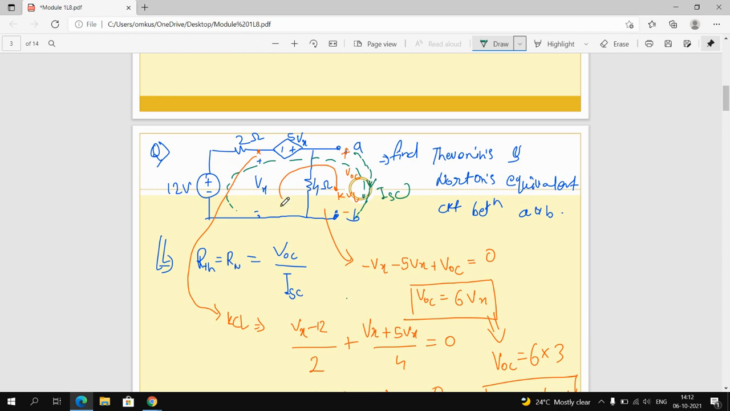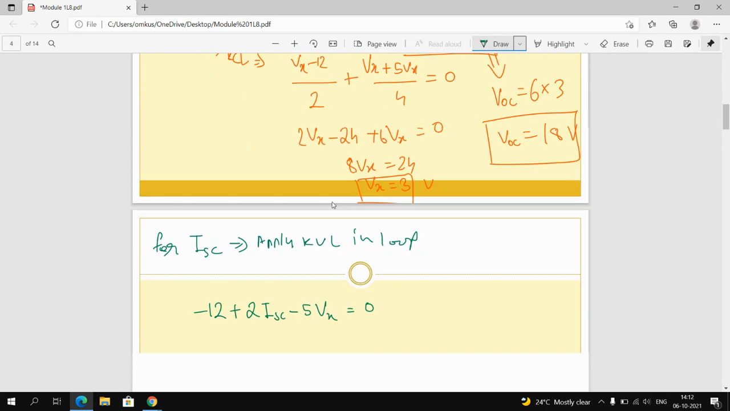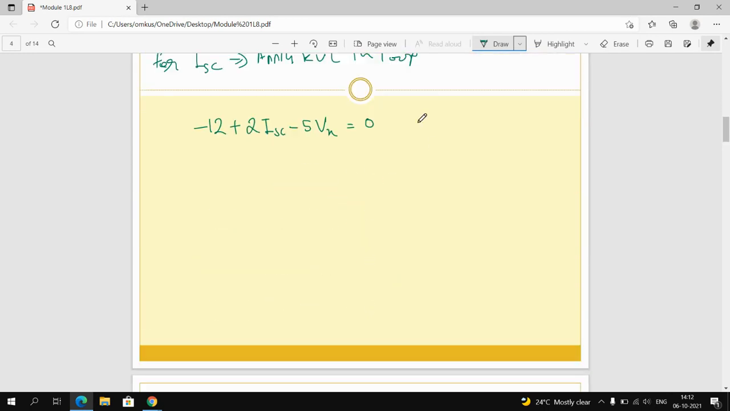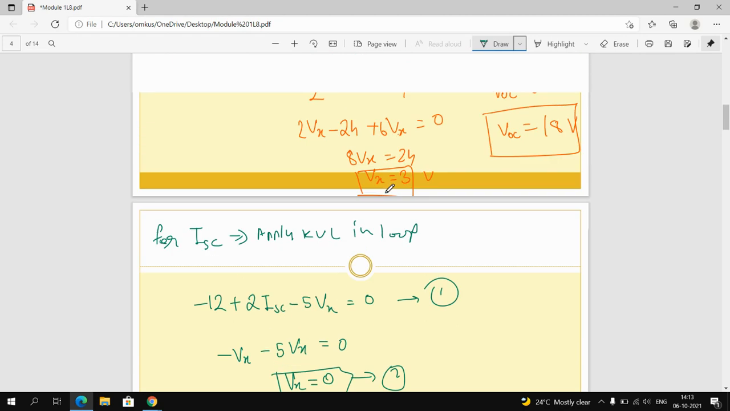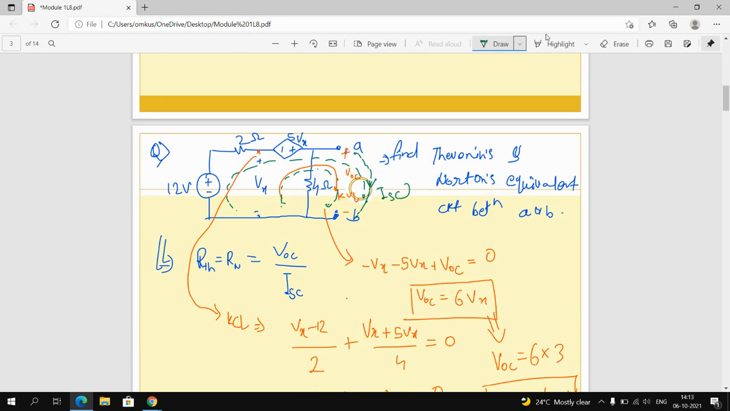Now apply second KVL to this loop. Okay, so what is the equation? This is equation number 1. Now apply second KVL in this loop. So in that, this is minus Vx minus 5 Vx equal to 0. So Vx value here is 0 volt. So this is the second. Now see how we get 0 volt.